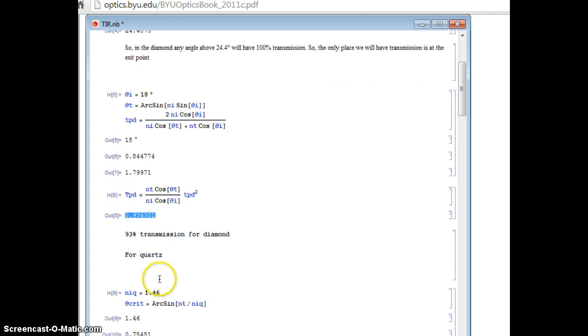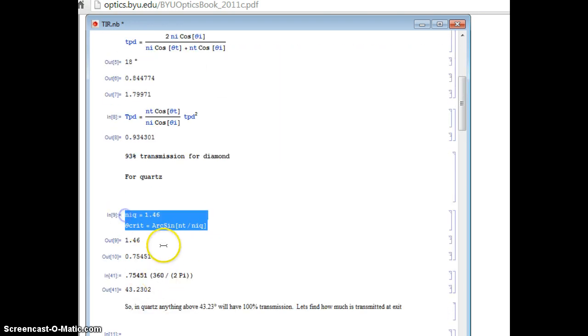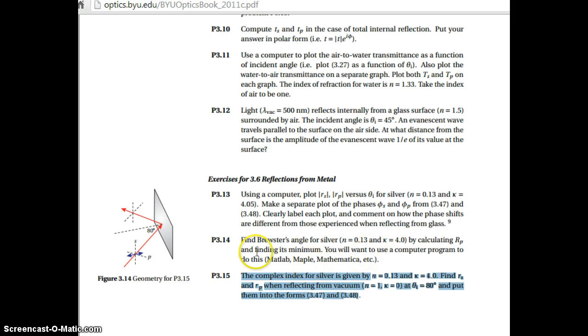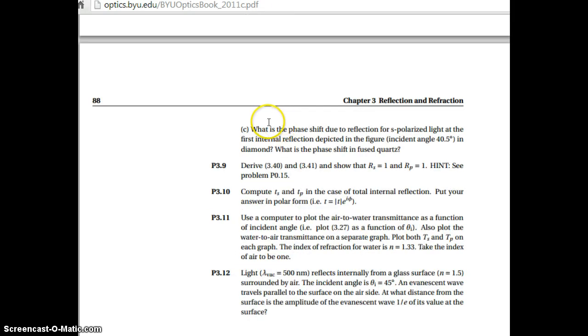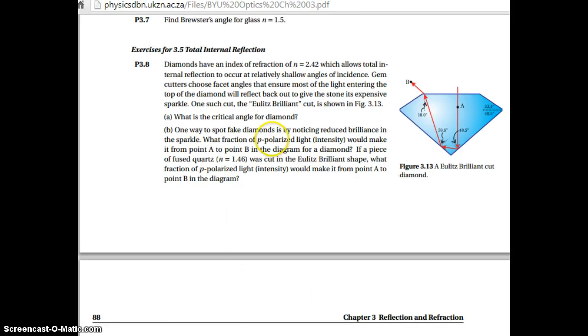Now for quartz, I did the same process. And this time the critical angle is 43 degrees, so there's a much larger one. And if we go back to the original picture here, let's find that. We go back to the optics book. There we go. Okay, so 43. So that's going to have some loss there, as expected. So 100% will reflect there, but not there. So that's different this time.